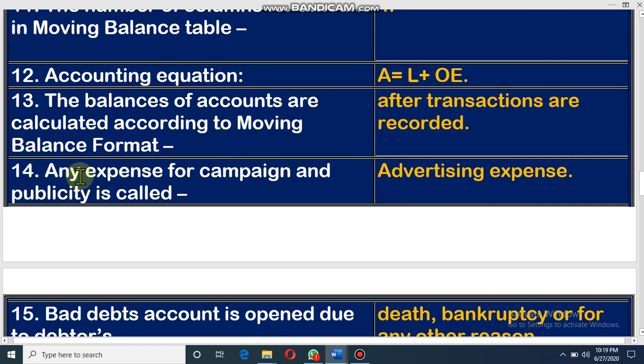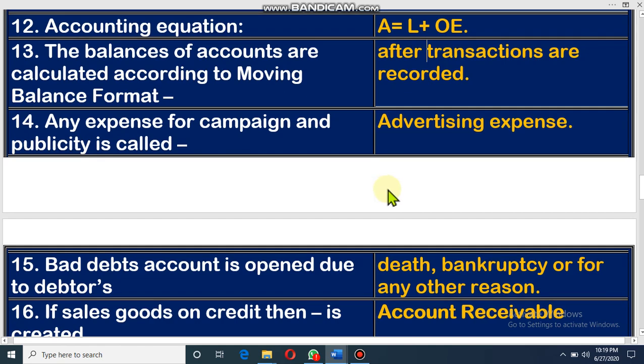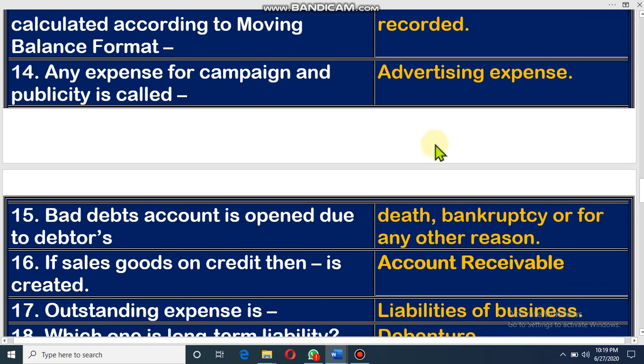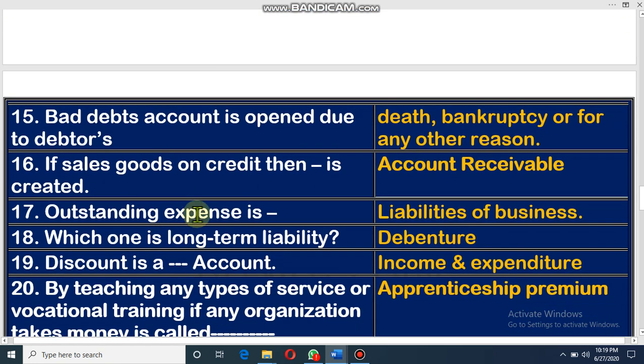Dear student, any expense for campaign and publicity of the business is called advertisement expense. A bad debt account is opened due to the debtor's death, bankruptcy or any other reason. That means if money is not recoverable from the debtor, then we open a bad debt account. If we sell goods on credit, then an account receivable account is created.